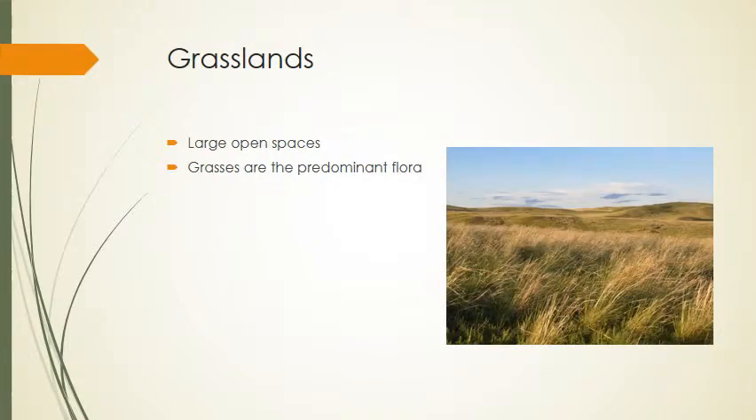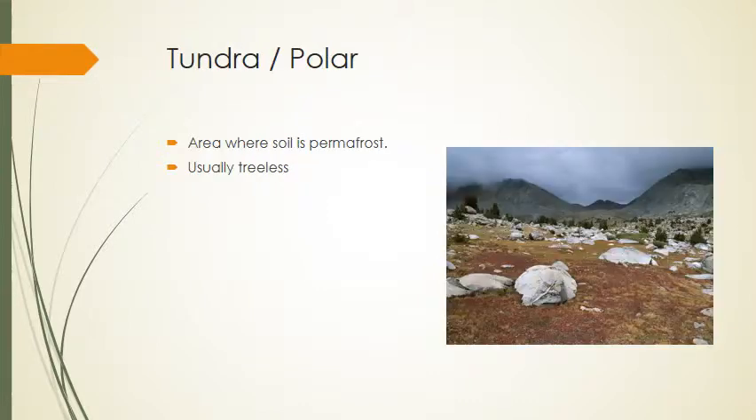Then there's grasslands. These are large open spaces. Grasses are the predominant flora, and there's a whole host of little animals that love to live in these environments. And last but not least, you have the tundra, or the polar landscapes. These areas are where the soil sits most of the time in some kind of frost to frozen status, and these areas, as a result of the cold weather, are usually treeless or have a particular type of species of trees that can survive the incredibly harsh cold climate.